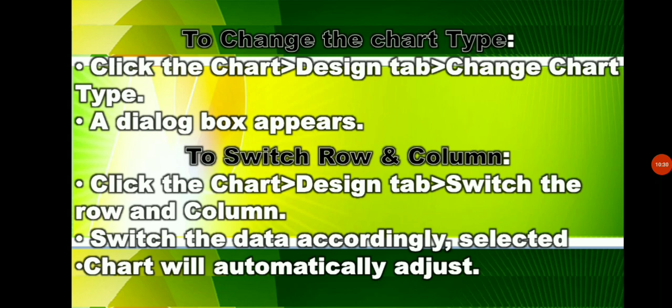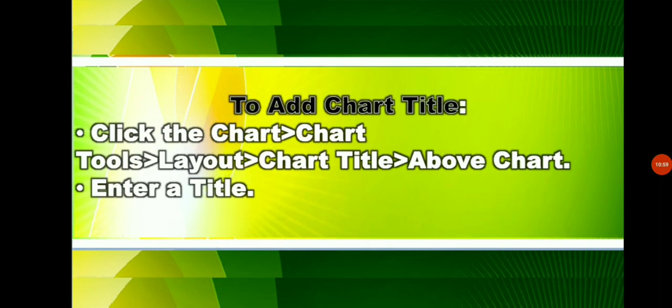If the data in the chart you created is not grouped according to your desired grouping, you can switch the row and column data so that the chart will be grouped accordingly. How to switch row and column data? Click the Chart Design tab, Switch Row/Column. The selected chart will be automatically adjusted. Next is how to add the chart title. Click the chart, Chart Tools, Layout, Chart Title, Above Chart, and then enter a title.